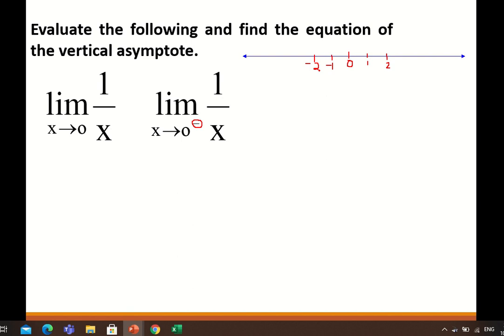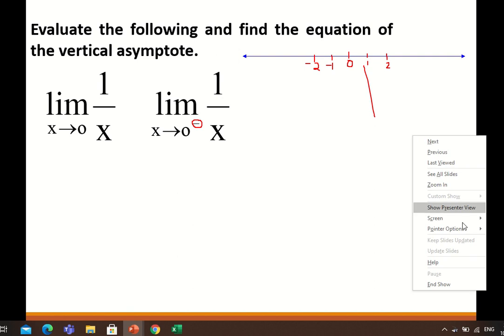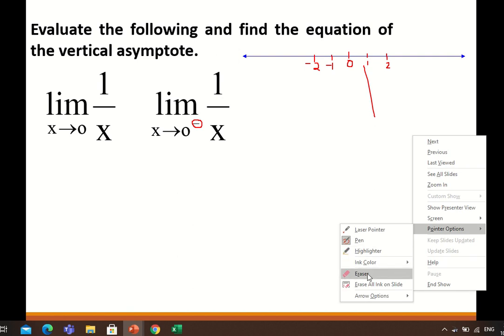So what is the value of our function, or the limit of the function, as x approaches 0 from the left? Okay, so from the left, this is our reference. Okay, just hold on.